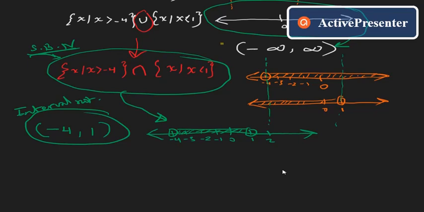The set builder notation here, or this interval, can be written in a different set builder notation like this. It is the set of x such that x is greater than minus 4 and x is less than 1.